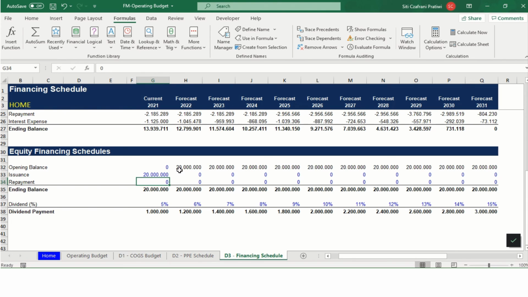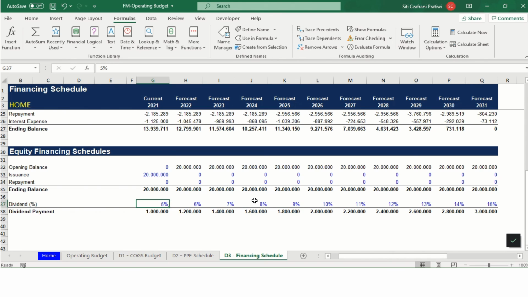And this is the repayment. We do not have any capital repayment. And the ending balance is simply the opening balance plus issuance minus repayment. And for dividend, the color is blue. It indicates that the dividend here is added manually from your input assumption.